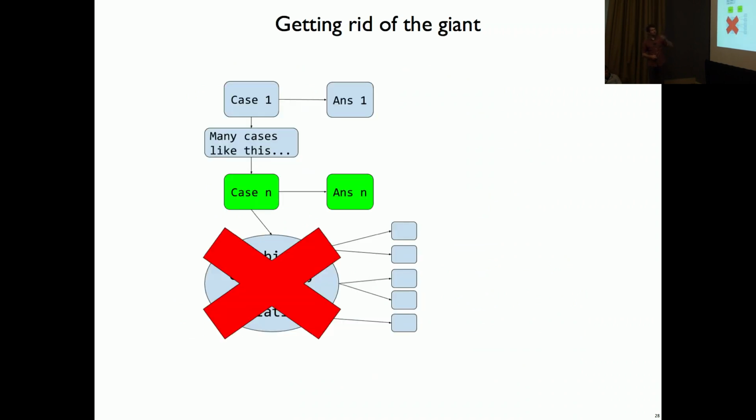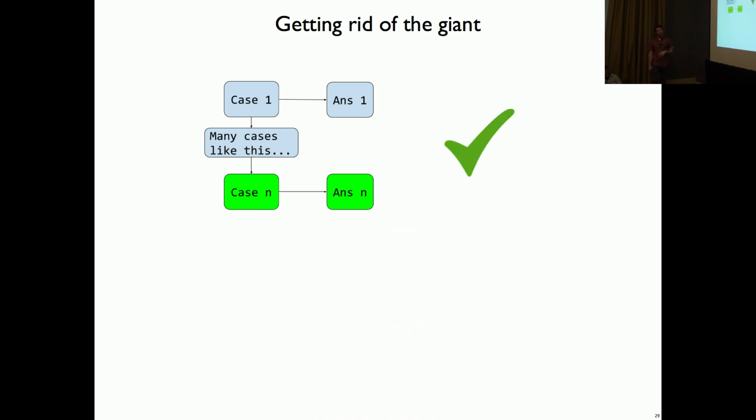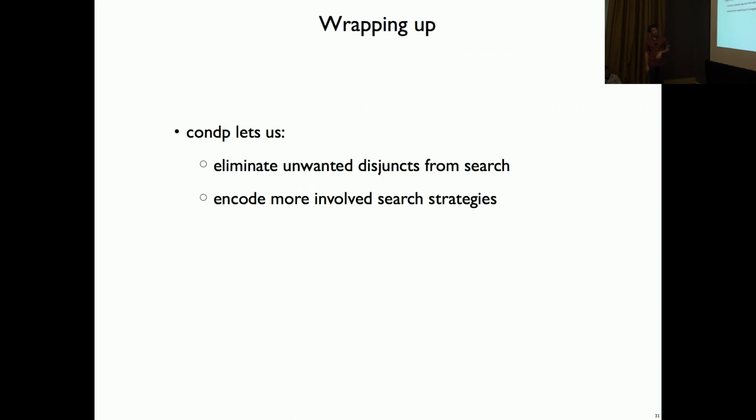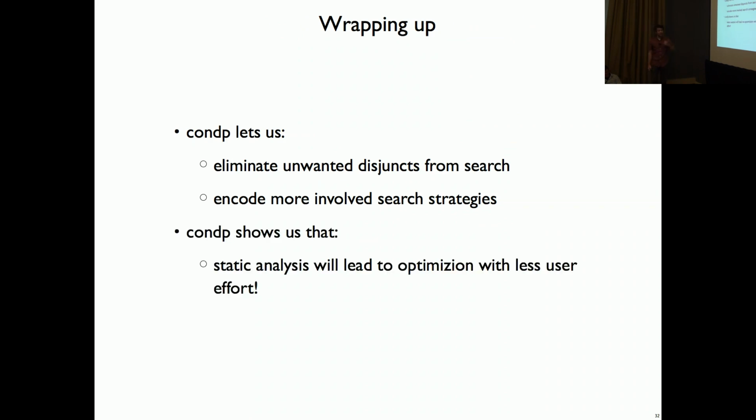And so just to sum up what we get to do with condp, we have this case where we want to get rid of this big giant one. We can get rid of it, and we can also get rid of all the other simple cases that we didn't need. So condp lets us eliminate the unwanted disjuncts. It lets us encode more involved search strategies, and it shows us that static analysis could be a very good thing to start doing or continue doing with miniKanren queries.